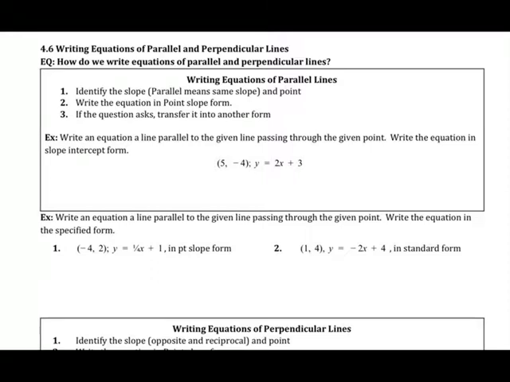4.6 is about writing equations of parallel and perpendicular lines. We talked a lot in this unit about how to write equations of lines in slope-intercept form, point-slope form, and standard form. Now that we have finished 4.5, where we talk about how to identify parallel and perpendicular lines, the special cases with their slopes, we can tie those two things together. We can write the equation of a line parallel to another line given a particular point, or write the equation of a line perpendicular to another line given a particular point.